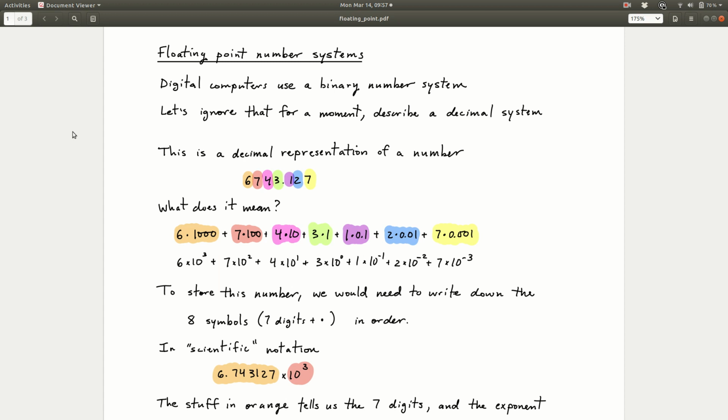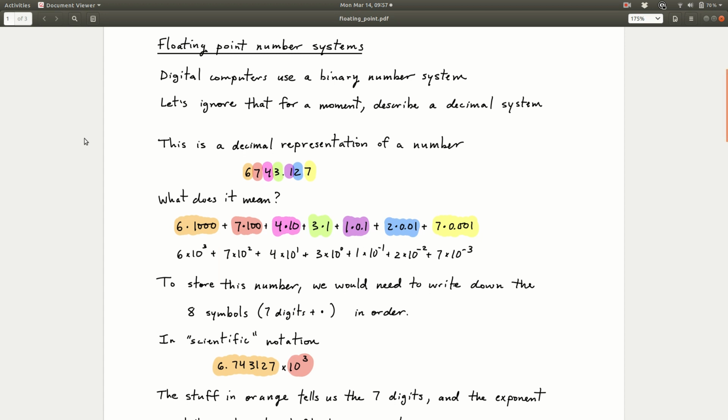So forget about binary numbers for a second. We're just going to describe a decimal floating point number system. All right. So below right here is a decimal representation of a number. This is how humans generally these days communicate numbers to each other. So I have 6743.127, which you would usually read as 6,743.127. So what does this representation mean?